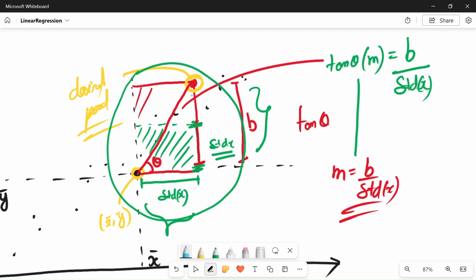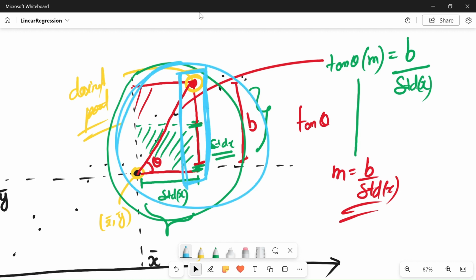Like what you might have done in your high school, tan theta is equal to the slope of the line. So this is a broadened perspective, right? We have zoomed out of this particular line.